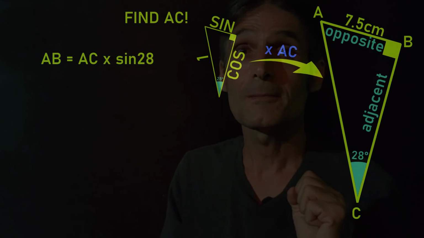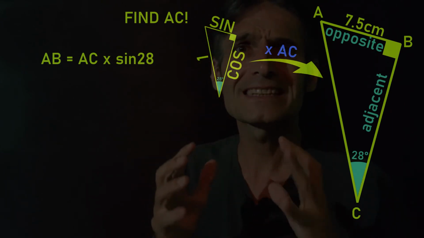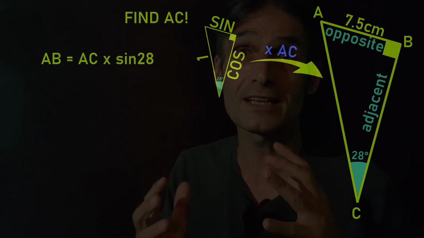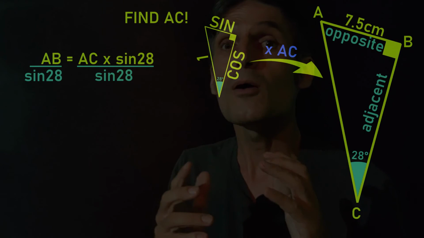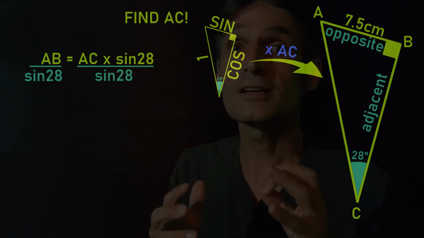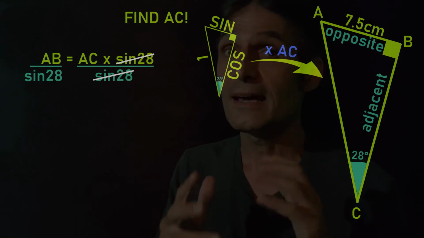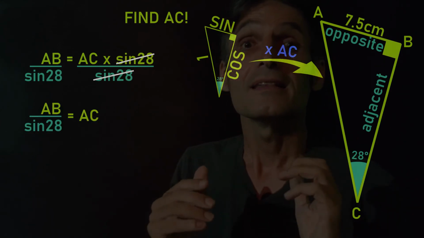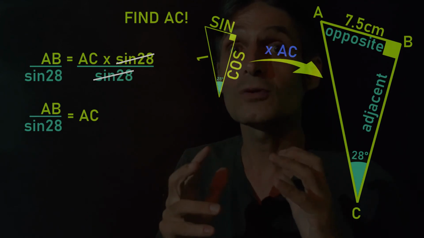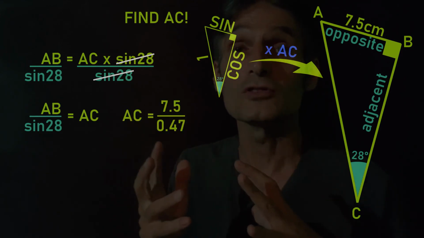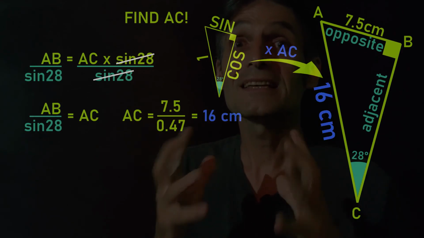Let's solve it. I want AC alone, so I'm going to get rid of the sine 28 by dividing both sides by sine 28. Here it goes. Now I simplify the fraction by cancelling the sine 28. And get this, now I replace AB and sine 28 with their values. And that makes 16 centimeters.